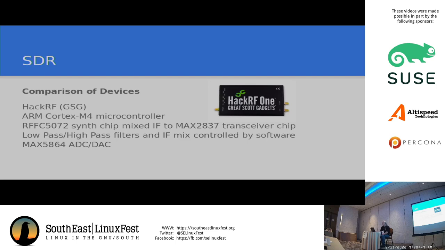Over 300. So it's a big jump from a $25 device to one of these. But this is for if you're doing some radio frequency research or information security. It's got a full ARM Cortex M4 microcontroller chip in there. It's got a chip doing some of the intermediate frequency mixing and a transceiver chip. It transmits and receives, with low band and high band pass filters for filtering your signal. That's all controlled by the software.